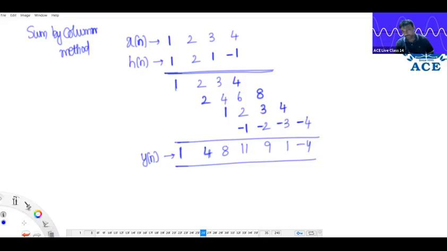But if this question is asked in the reverse way, it means we know input and output and must get the system. For convenience, I am choosing the same problem. I am going to the next slide. I hope everyone completed this.